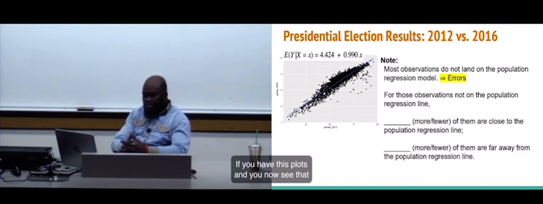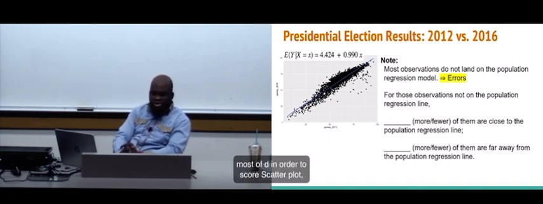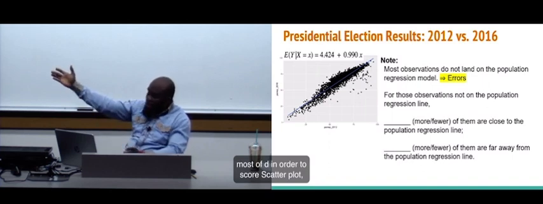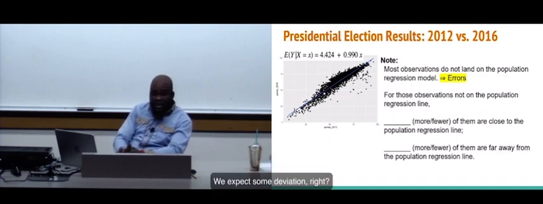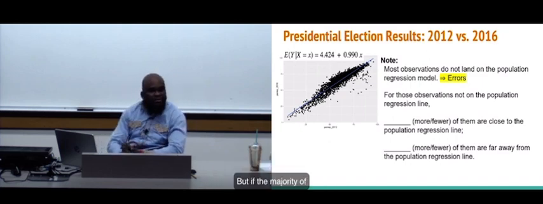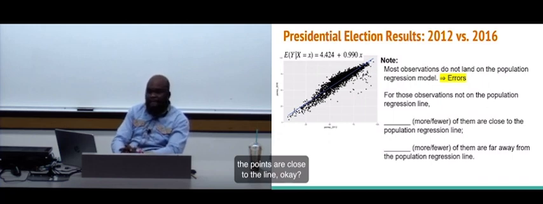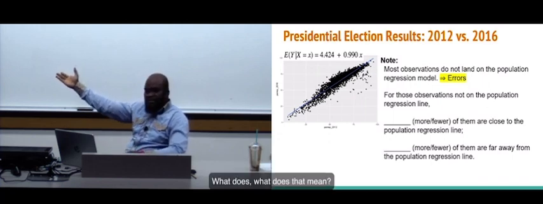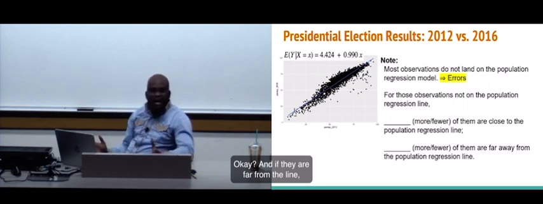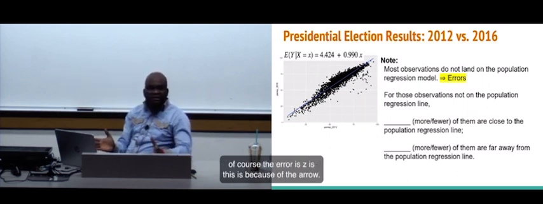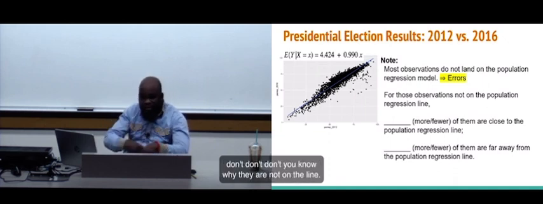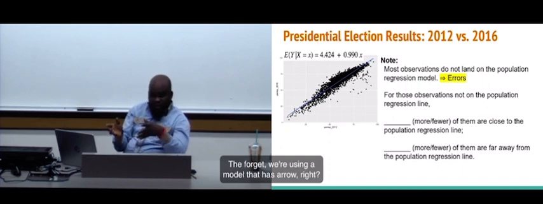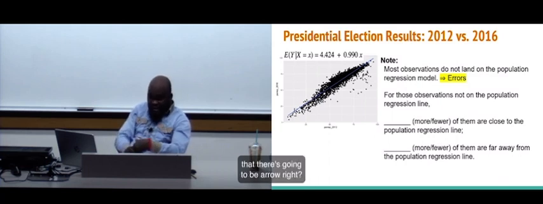If you have this plot, you see that it is called a scatter plot because you don't expect all the points to be on a straight line. We expect some deviation, right? But if the majority of the points are close to the line, what does that mean? And if they are far from the line, the error exists. It is because of the error that they are not on the line. Don't forget, we're using a model that has error, and we've already acknowledged the fact that there's going to be error.